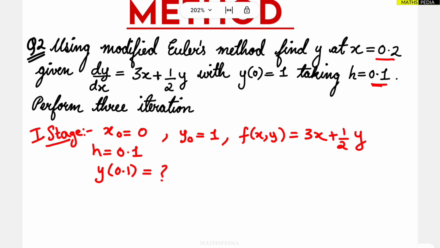In the first stage or second stage, what is the basic first step we are going to do? After writing the given things, you are going to apply the Euler's formula, not the modified one, just the Euler's formula.